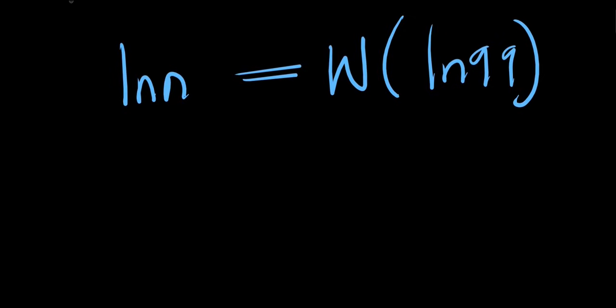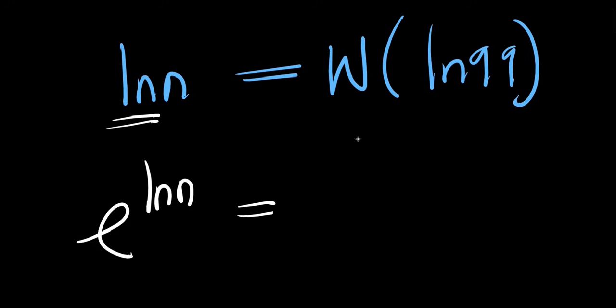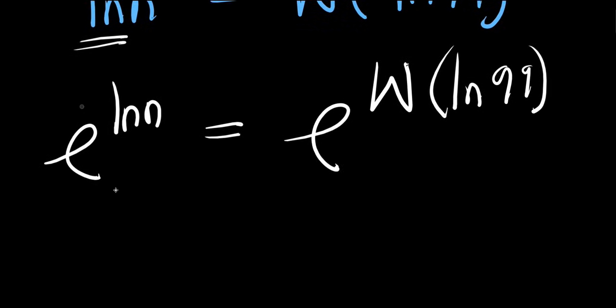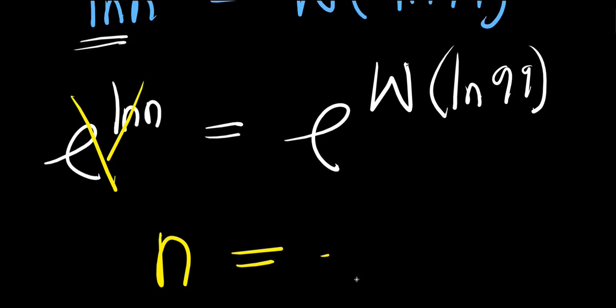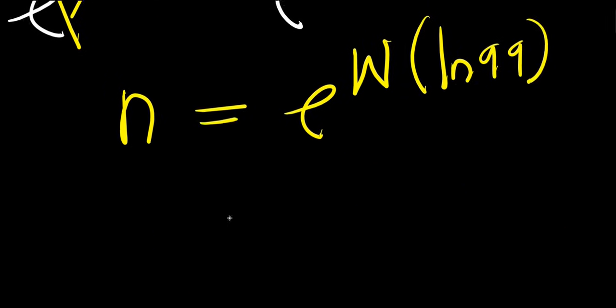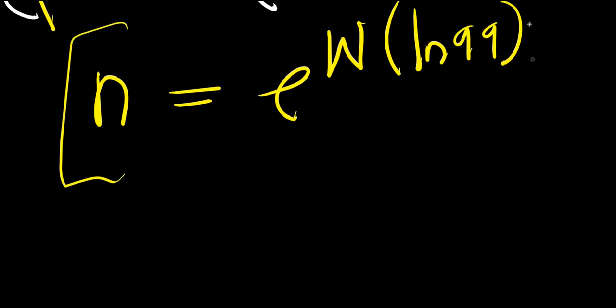Now we are solving for n. I need to eliminate this ln. So I can bring in my e, have e to the power of ln n equals, I can also include it here, e to the power of the Lambert-W function of what? ln 99. And just like what we did earlier on, e to the power of ln will easily eliminate itself. That means your n equals e to the power of the Lambert-W function of ln 99. Now, this becomes the solution to the problem.